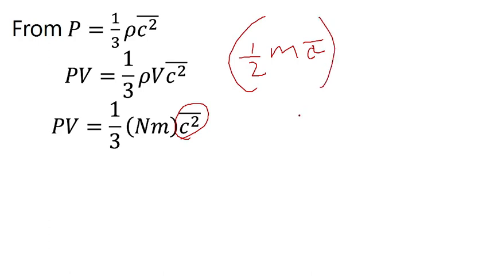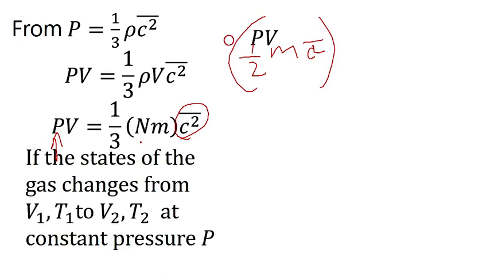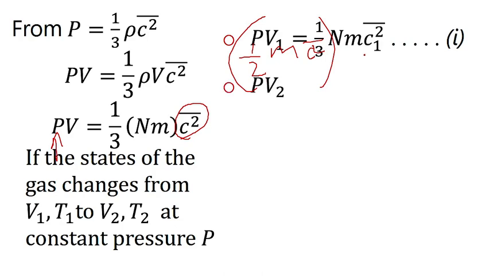The only thing that is not going to change is the pressure, because Charles tells us that the pressure will remain constant. Okay, so that's why we're saying that suppose the states of the gas change from V1 to V2, then we would be in position to write an equation. For the first state, PV1 is equal to a third N m C1 squared bar. Similarly, we shall write for the second one, which will give us the same concept.